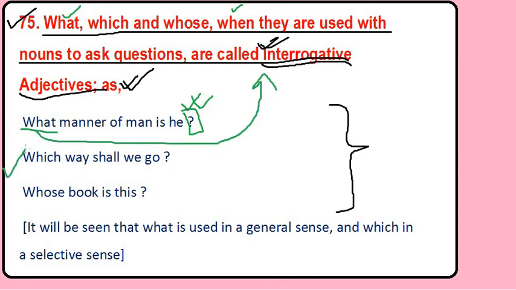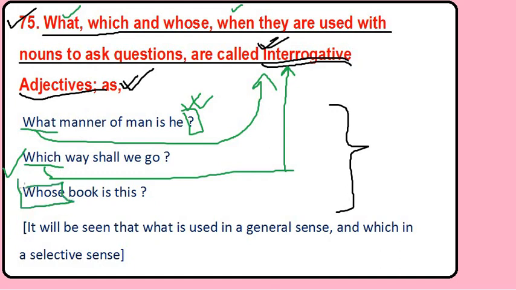Okay, then which way shall we go? I think you can understand that in this sentence also the interrogative adjective is which. So now the next sentence. Whose book is this? In this sentence the interrogative adjective is whose. Okay, it is asking the question to the noun, that is book here. So here it is the interrogative adjective in this sentence.